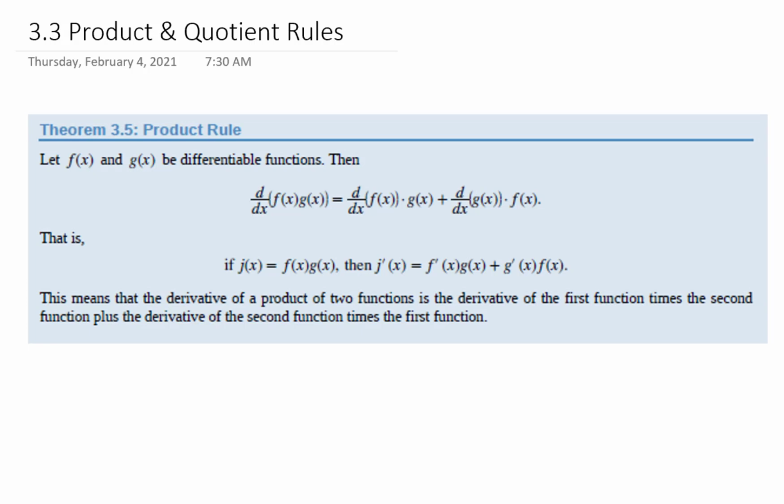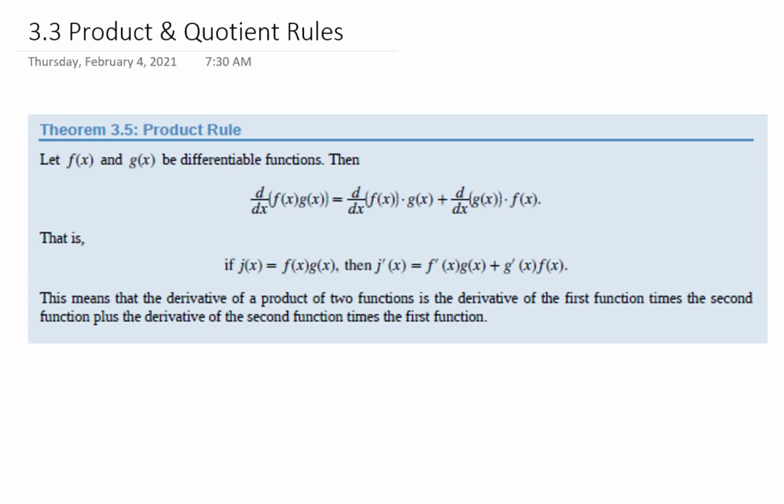Or if you prefer Newton's prime notation over the Leibniz notation, we can see that below. So if we define the function j as f times g, then j prime is f prime of x times g of x plus g prime of x times f of x. Or, describing that in words, it means the derivative of a product of two functions is the derivative of the first function times the second function, plus the derivative of the second function times the first function.